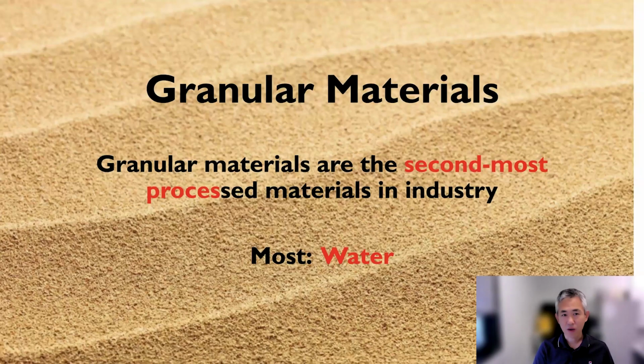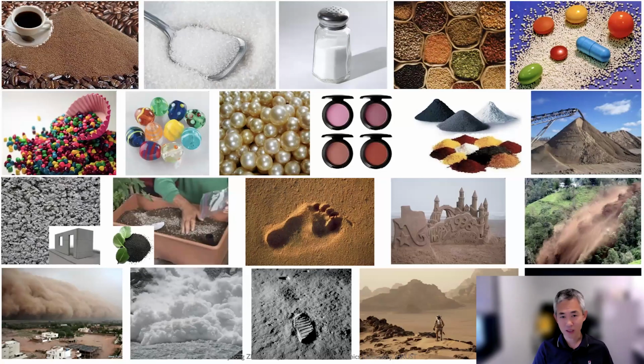First of all, as Professor Ratner mentioned, granular material is everywhere in our daily life. Indeed, granular materials are the second most processed material in industry. Of course, the most processed one is water. As you can tell from our daily life, we encounter granular matter everywhere, from coffee, sugar, salt, and food grain, to medical tablets and everything here. So when we want to study granular material, it's important and very useful as well.